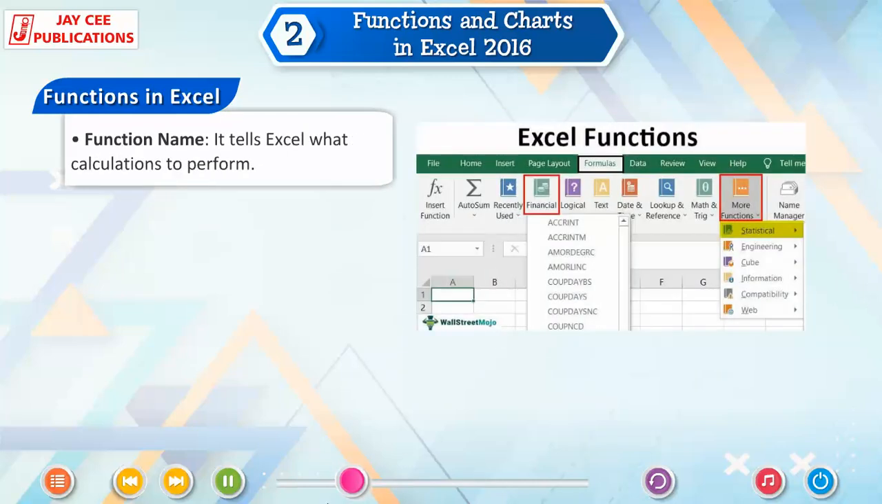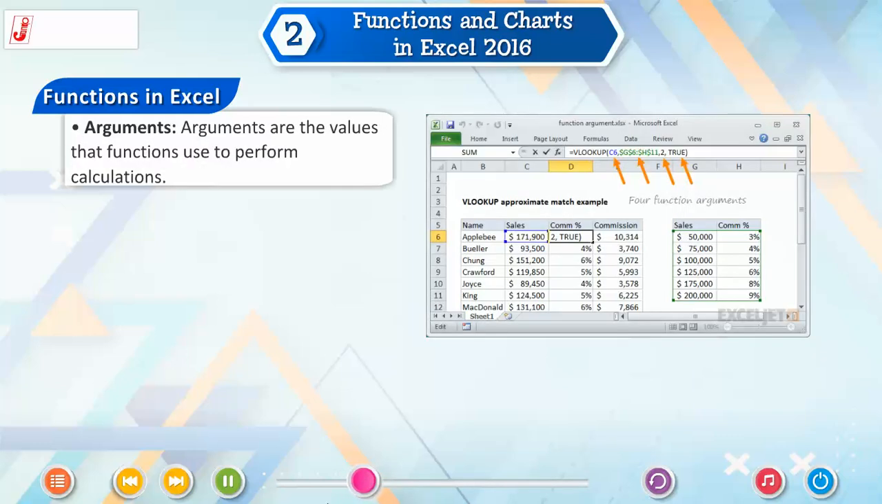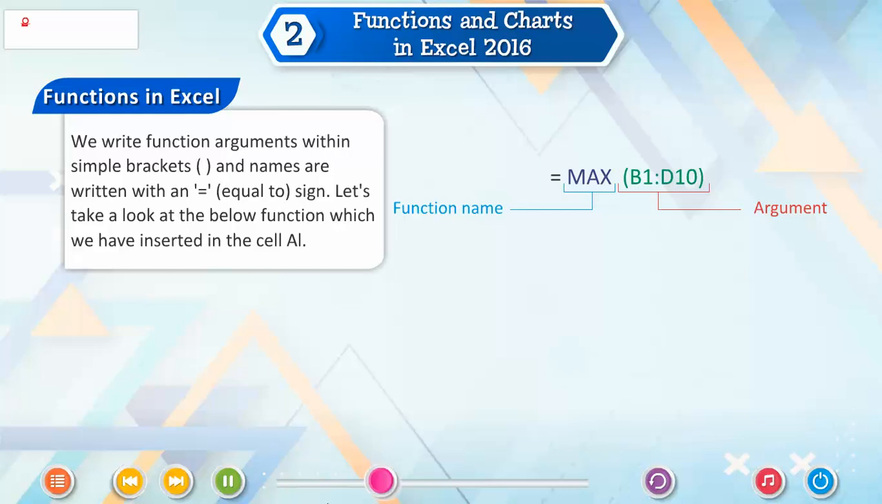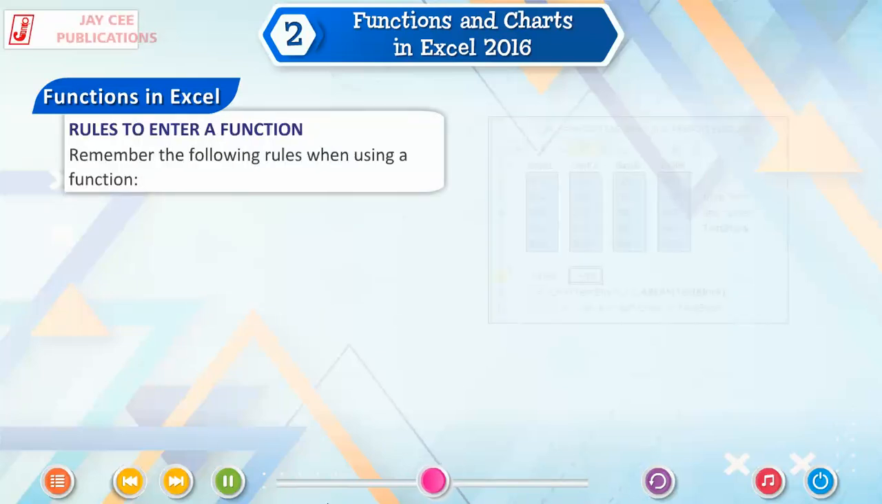Function name. It tells Excel what calculations to perform. Arguments. Arguments are the values that functions use to perform calculations. We write function arguments within simple brackets, and names are written with an equal to sign. Let's take a look at the function below, which we have inserted in the cell A1. =MAX(B1:D10). The function name is MAX, and B1:D10 is the argument.